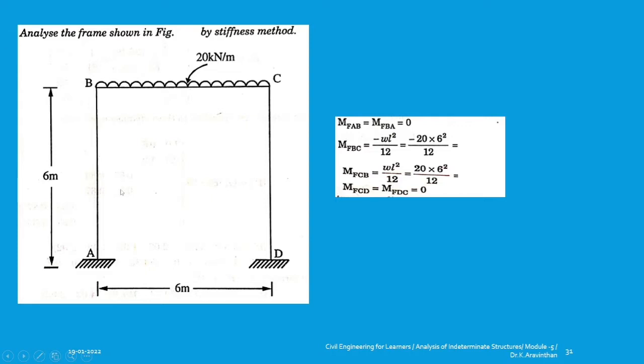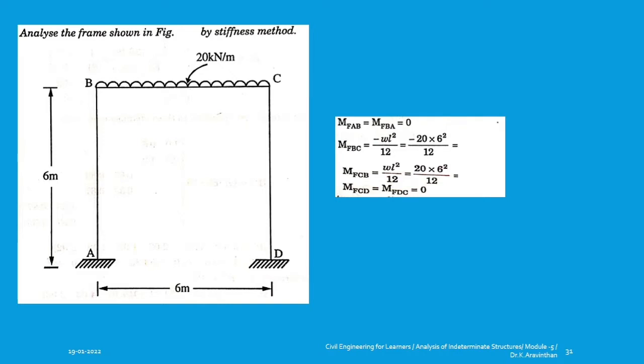Let us take this frame, with two columns and a beam having a uniformly distributed load of 20 kN per meter. You should analyze the frame. Analyzing means finding the bending moment and shear force. If required, you can find the slope and deflection. Now let us stick to this problem and find the bending moment for this case using the matrix stiffness method.